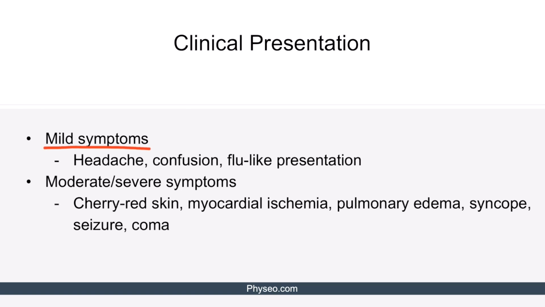In mild cases, patients may show a headache or confusion, and members of the same household may have symptoms similar to a flu-like illness. As the disease process goes on, patients may show cherry red skin, and that's from all of the carboxyhemoglobin in the tissues. They may also demonstrate myocardial ischemia, pulmonary edema, syncope, seizure, or coma. And these result from a loss of oxygen to the heart, lungs, and brain, respectively.